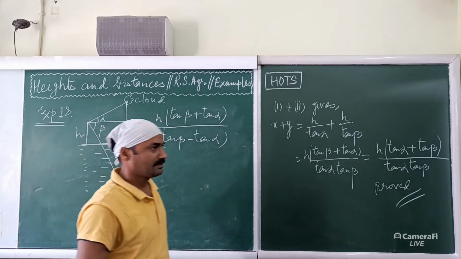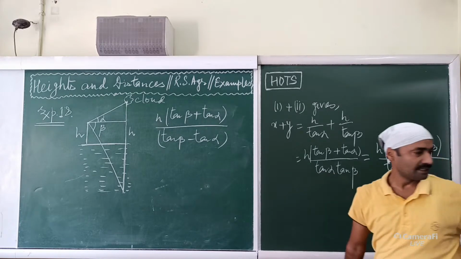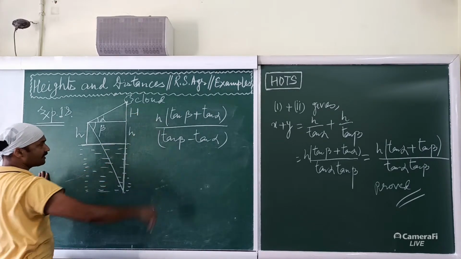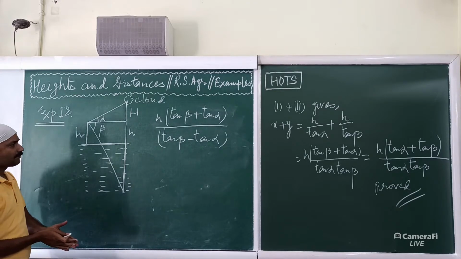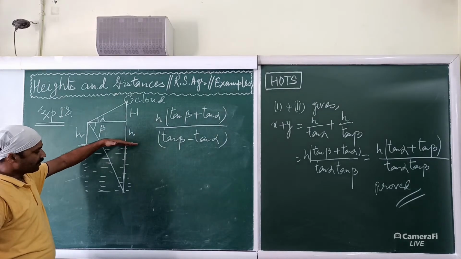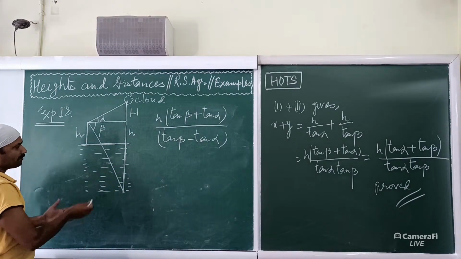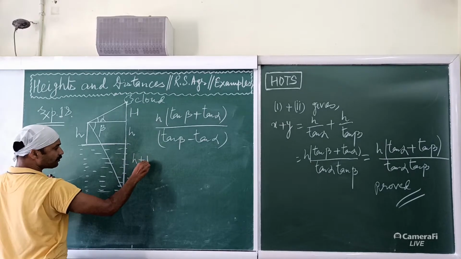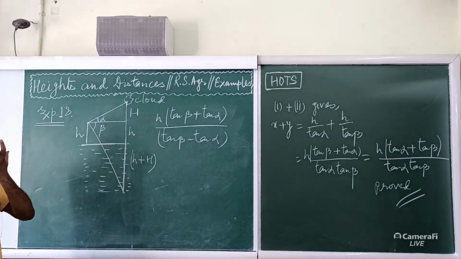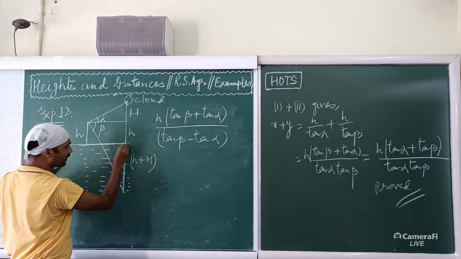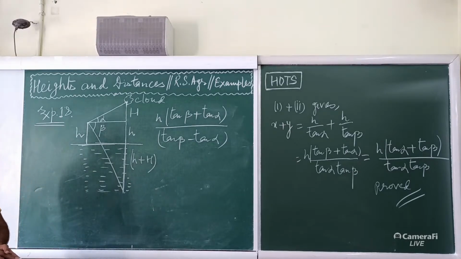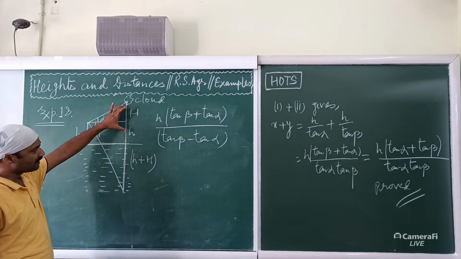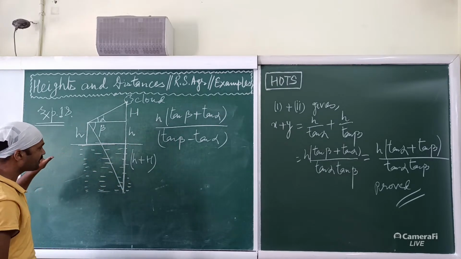Assume this height as h. The reflection is beneath the water level just as the cloud is above the water level, so the distance will be the same. So this will be h plus h. See, this is the water level, and water always acts as a plane mirror, so image distance will be equal to object distance. So this is h plus h, and this also will be h plus h.